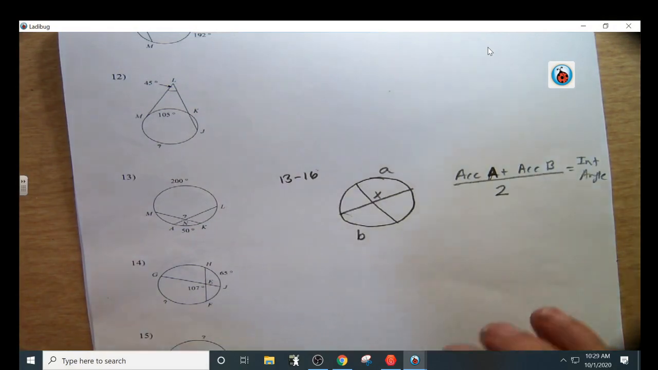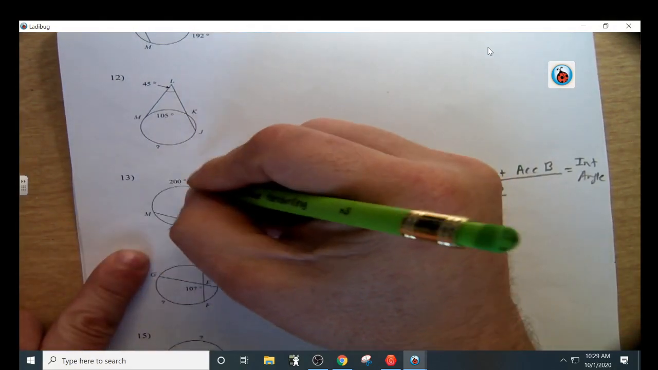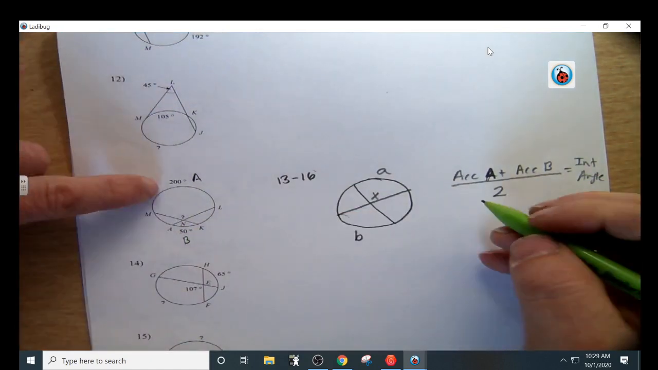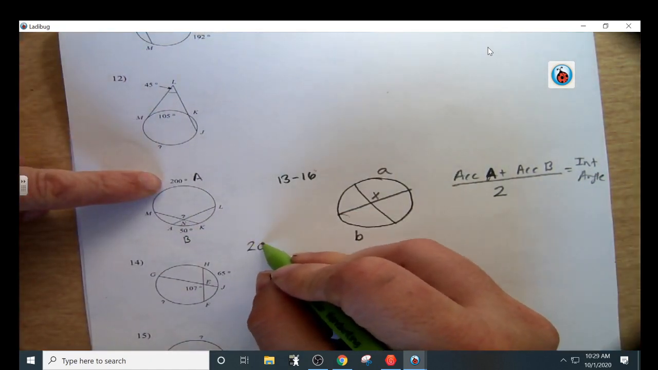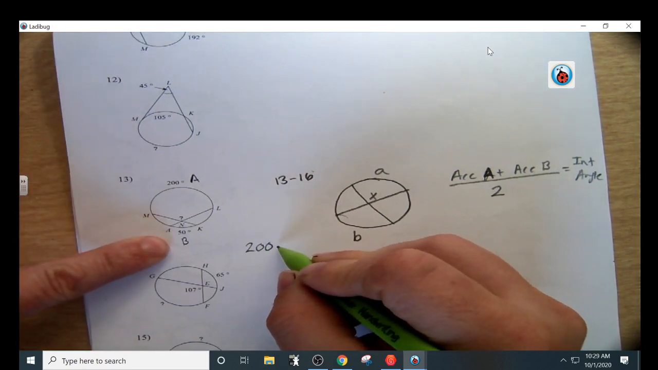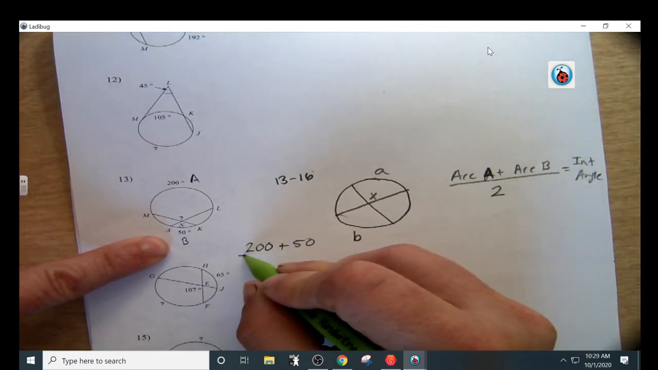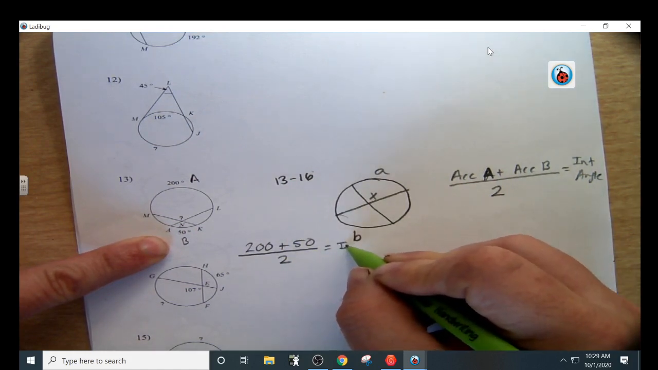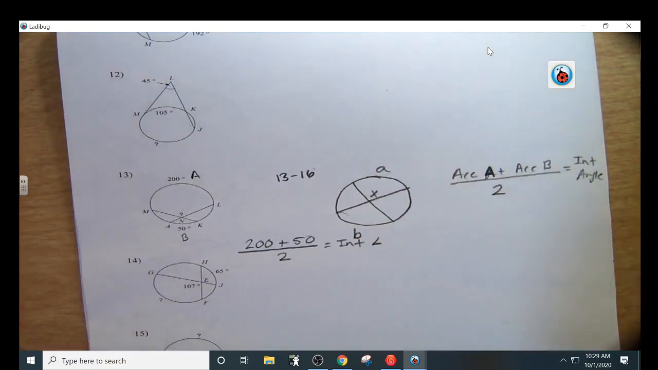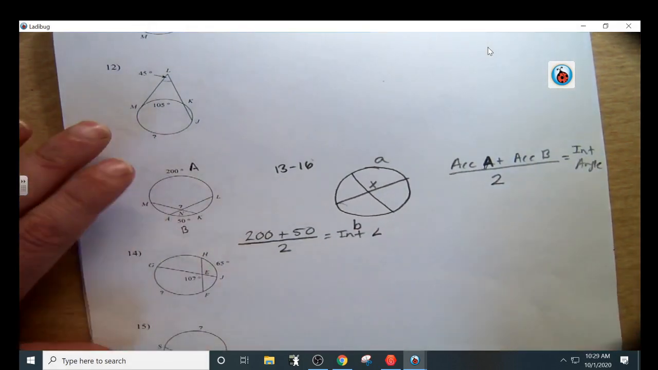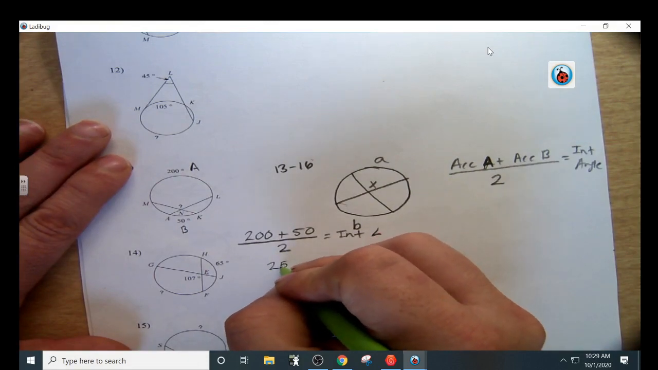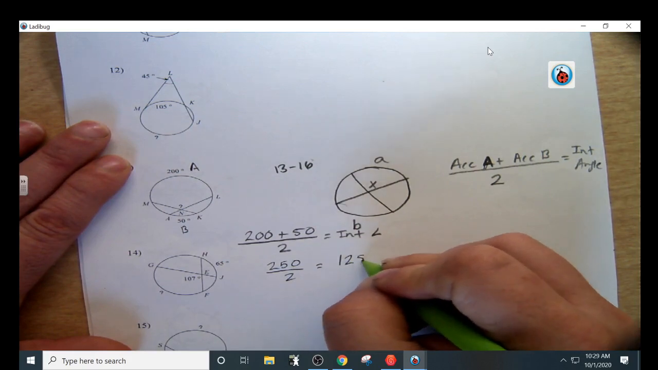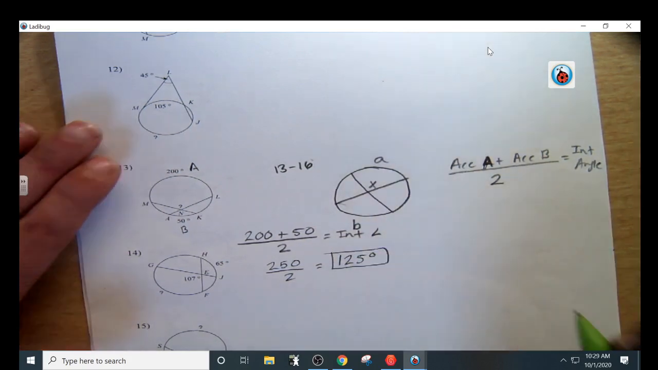Okay, so, guys, this is an arc. You can call it arc A if you like. This is an arc here, we'll call it B. So now, arc A is 200, arc B is 50, divided by 2 gives me the interior angle. Now that's pretty simple. All I have to do is add those together. That's 250 divided by 2, and when I divide that, that gives me 125.